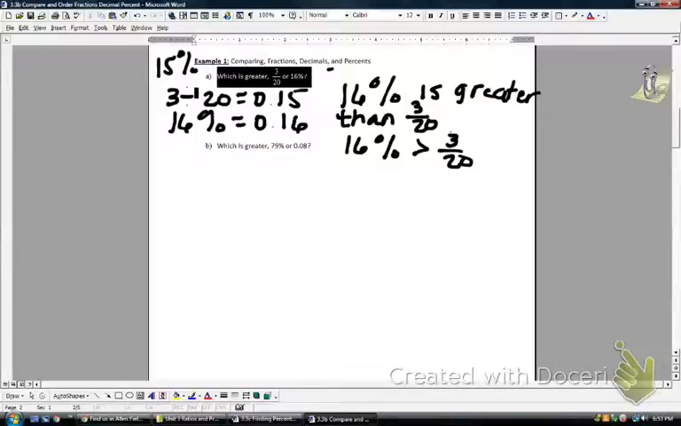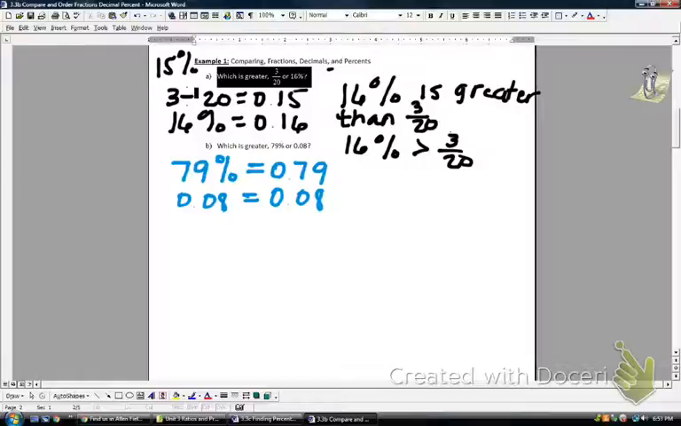Alright, my next example says which is greater, 79% or 0.08. Some of you might not even need to do the conversions, but I'm going to go ahead and do that just so you can see it. So 79% is the same thing as 0.79, and 0.08 is the same thing as 0.08. So it's pretty easy to compare. 79% is greater than 0.08. And if you wanted to write in words for Miss Bernowski, 79% is greater than 0.08.